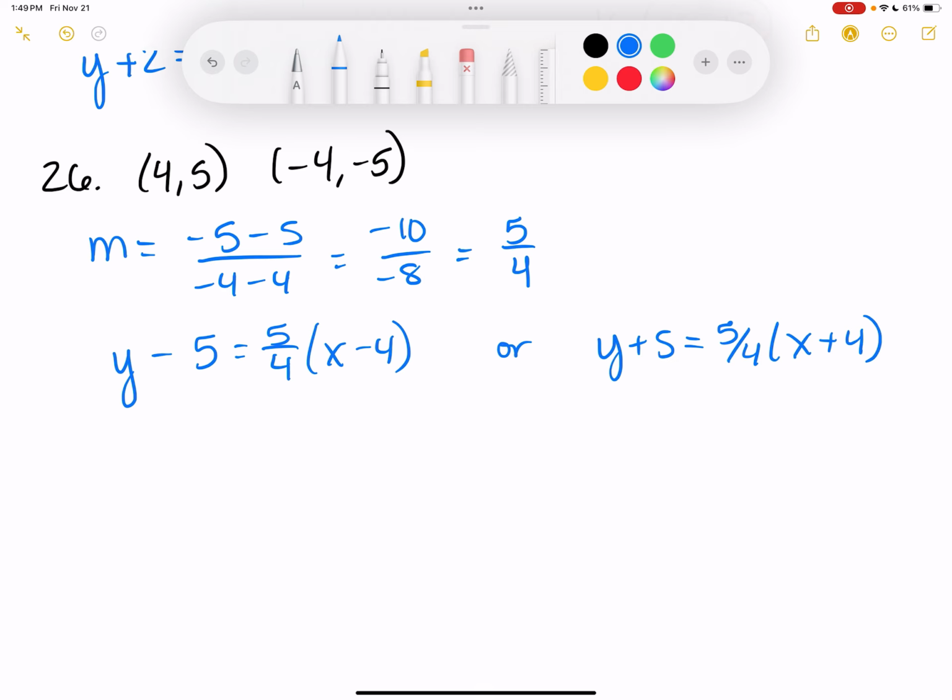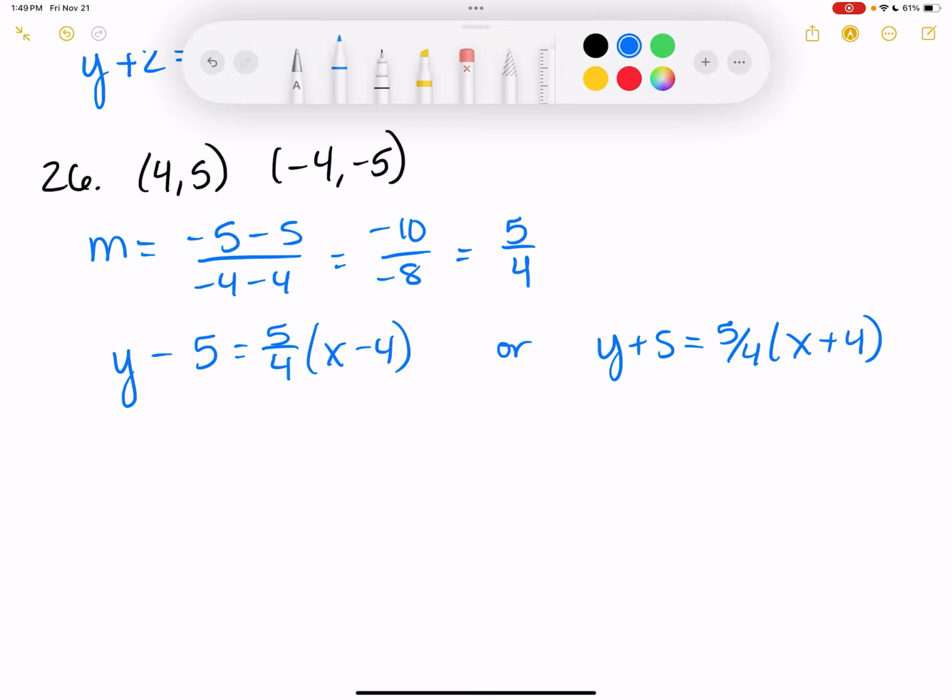I got y minus 5 equals 1 and 1/5 times x minus 4. The slope would never be a mixed number. Oh, so that would be 10/8, which reduces to 5/4. Positive, since they're both negative.